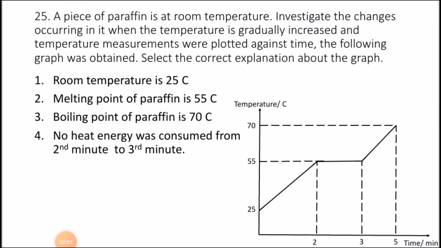Question number 25. A piece of paraffin is at room temperature. Investigate the changes occurring in it when the temperature is gradually increased and temperature measurements were plotted against time. The following graph was obtained. Select the correct explanation about the graph. Room temperature is 25. The melting point of paraffin is 55. Boiling point of paraffin is 70 degrees Celsius. No heat energy was consumed from second minute to third minute.